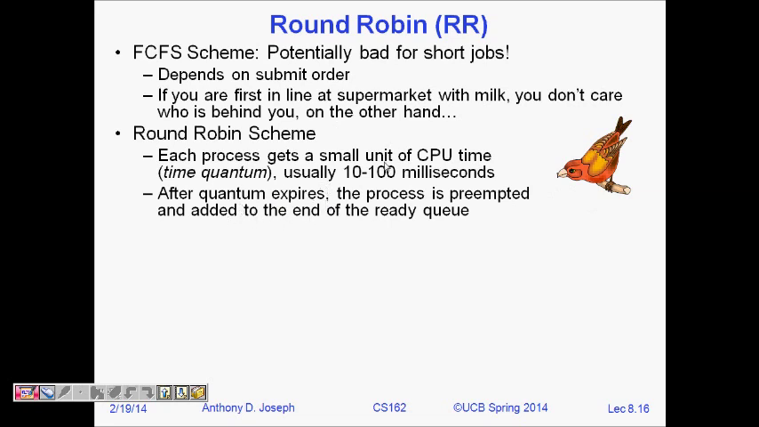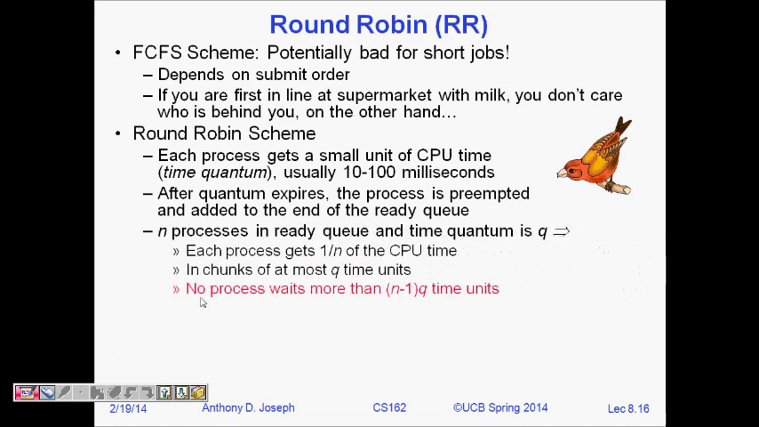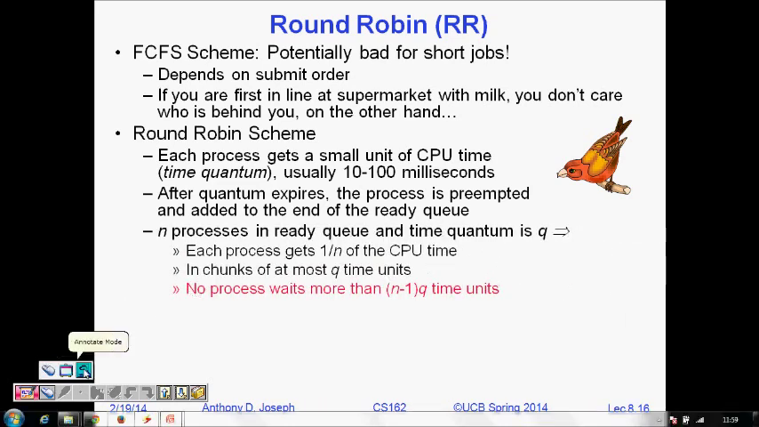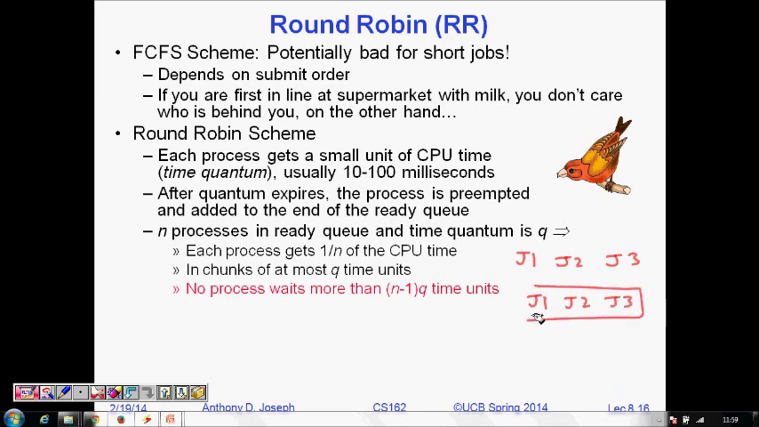Let's look at an example. Let's say we have three jobs, J1, J2 and J3, and they enter the queue like this. It's not that J3 will be served completely and only then J2 and then J1. Let's say J1 is 4 seconds, J2 is 5 seconds and J3 is 3 seconds.